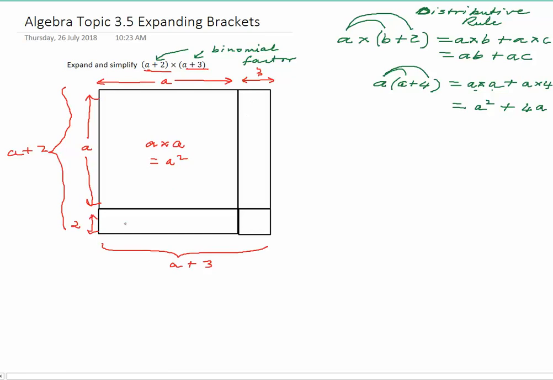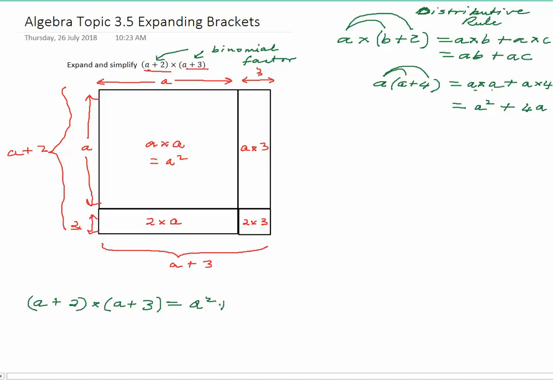So let's keep going. You've got the number 2 here, so the area of this rectangle is 2 times A. Now the area of this rectangle here is A times 3, and finally this little rectangle in the corner is 2 times 3. So finally, let's write it down. The expansion of A plus 2 times A plus 3, which is just the algebraic expression for the large rectangle, is simply going to be these individual terms added together.